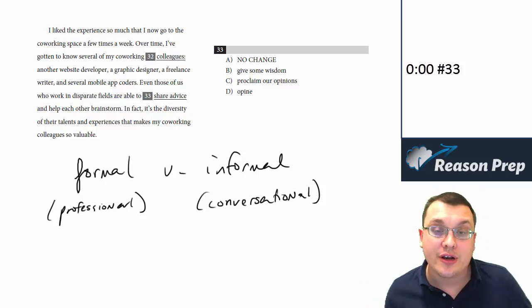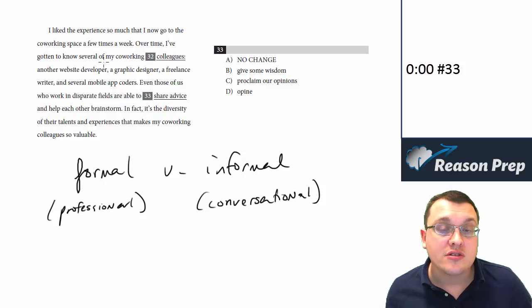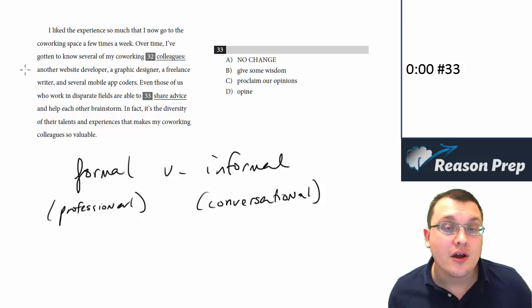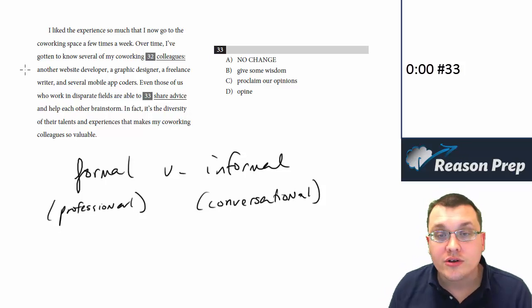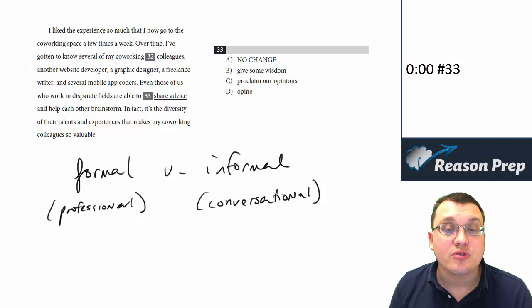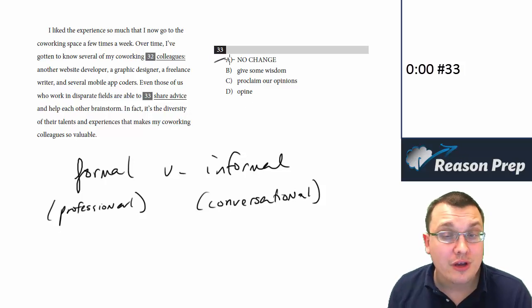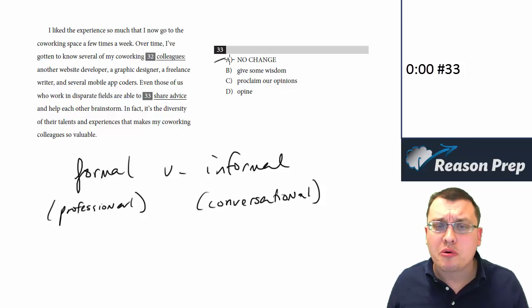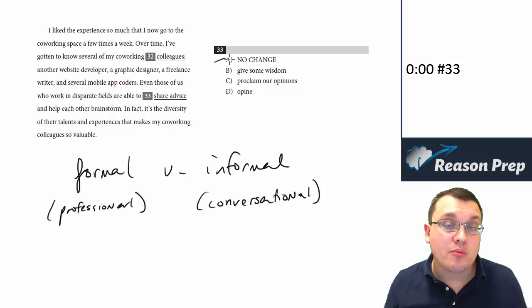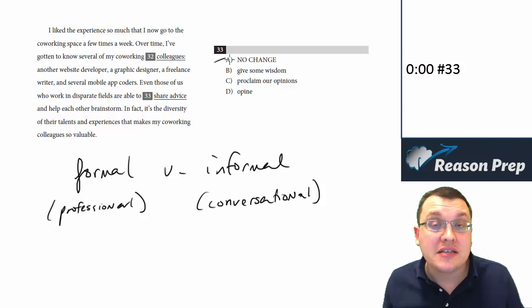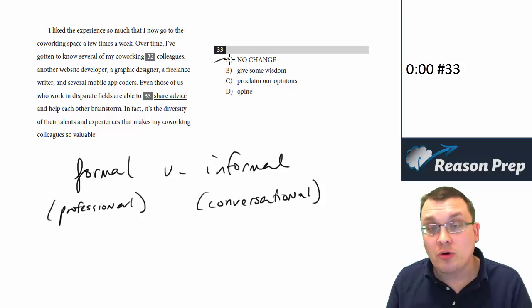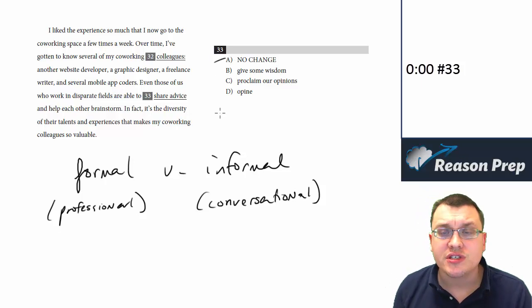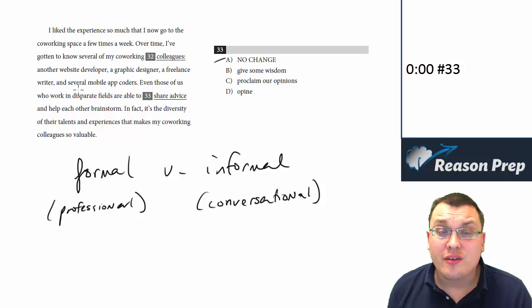Let's look at an example here. Over time, I've gotten to know several of my co-working colleagues, another website developer, a graphic designer, a freelance writer, and several mobile app coders. Even those of us who work in disparate fields are able to share advice and help each other brainstorm. So looking at the original, nothing seems wrong with it. They're able to share advice, help each other brainstorm. It fits the tone of the passage. It's not overly formal, but it's also not informal. So let's look at the choices here. See if there's anything better.